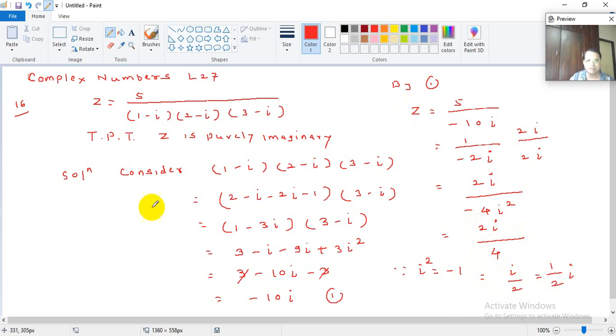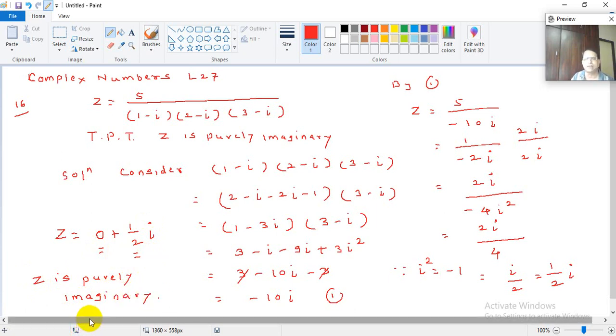So this complex number z you can write as 0 plus 1/2 into i. Right? As there is real part 0, imaginary part only exists there. So what you can declare? z is purely imaginary. Understood? So this is how such problems can be tackled. I hope you understood this problem.